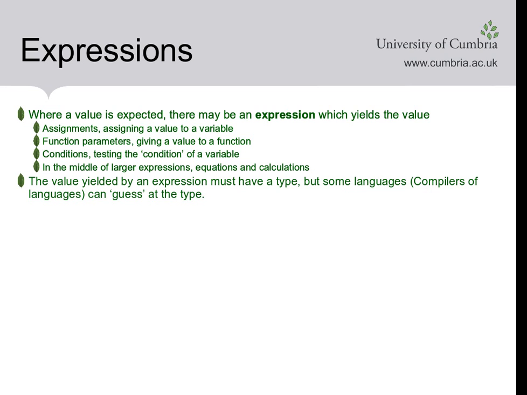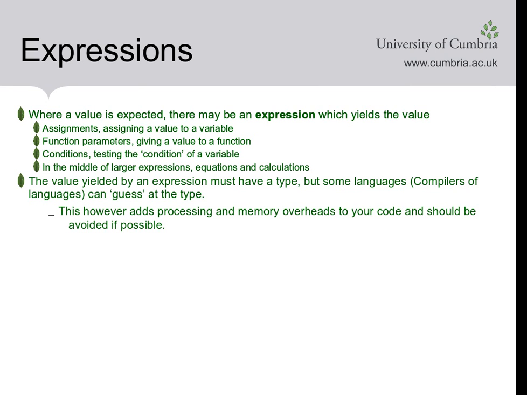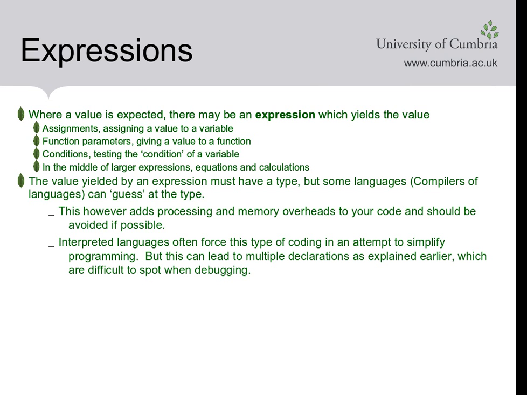Many languages can actually guess at the data type that is produced by an expression, including Visual Basic, and we've talked about this with the Option Explicit value that can be turned on or off. And any language which is interpreted is capable of guessing at runtime what the type of data yielded by an expression is. This, however, does add processing and memory overheads to your code and should be avoided if at all possible. But many interpreted languages often force this type of coding. You can't declare your variables, as we've seen with Just BASIC. You have to force them to be a particular value, or let the computer decide itself what the value is going to be. And this can lead to multiple declarations, as explained earlier in this session, which are difficult to spot when debugging and can lead to problems in your program. So be very vigilant when using interpreted languages or compilers that can guess the data type without it being declared. It can cause you problems.